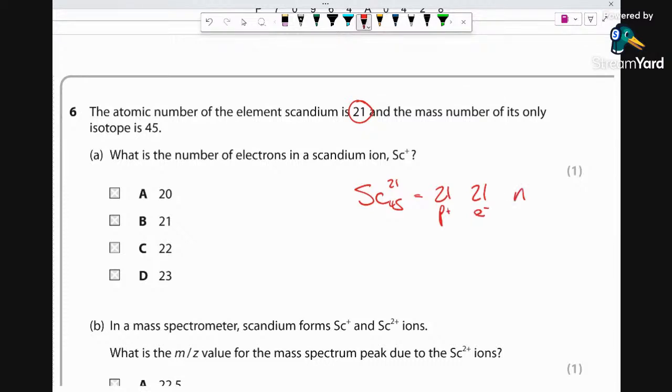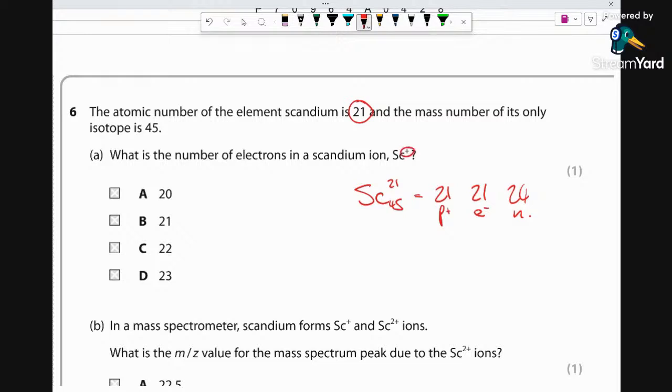And the neutrons is going to be 45 minus 21. I never do it in my head. I know it's 24, but I'm going to do it anyway. Should never do anything in your head. It just opens you up. Sorry, I'll flip that over. 24 neutrons. But here's the thing.